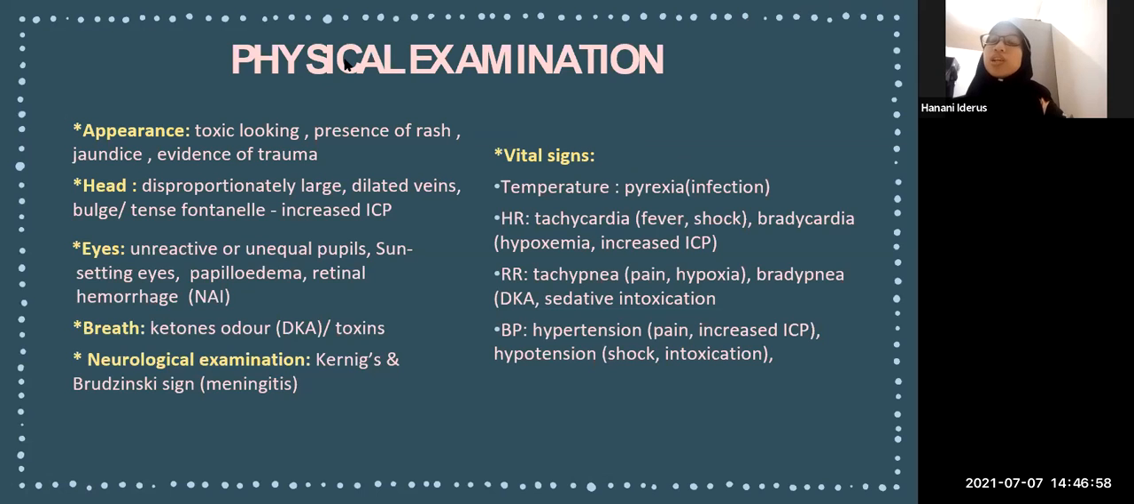And then for vital signs, it actually depends on the causes. You can read it there, but just to highlight, if the patient has raised ICP, we expect the Cushing triad, which includes hypertension, bradycardia, and also bradypnea. So if we are worried about increased ICP, these are the vital signs that we will look for. So next.